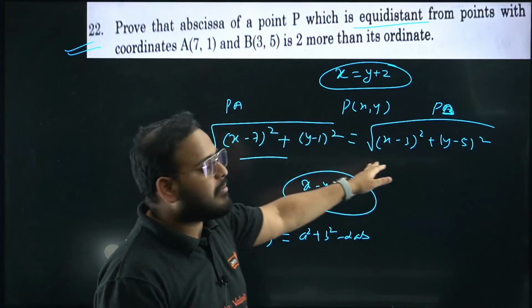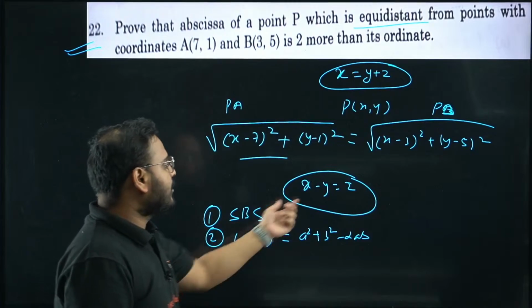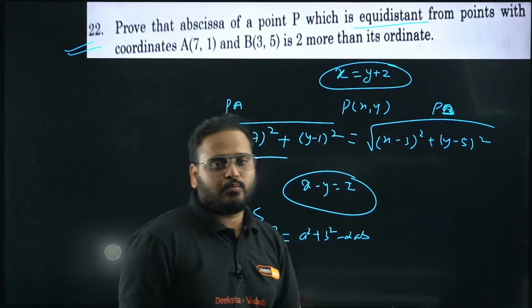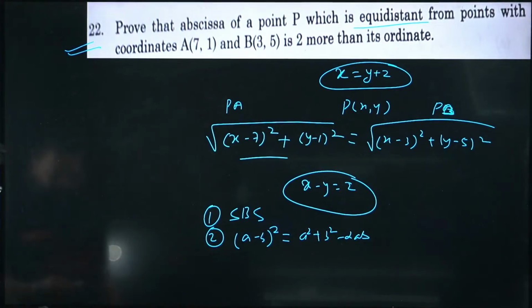And then x square and y square will be cancelled on both sides. Okay, you will have x and y relation in linear form. Solve it, you get the answer to be x minus y equal to 2. Please do it. Okay, moving on now.